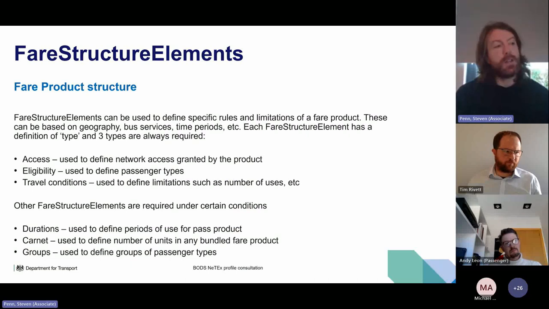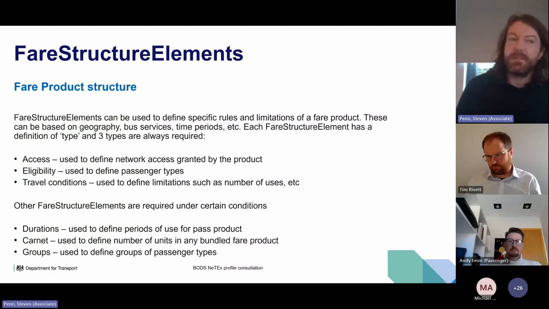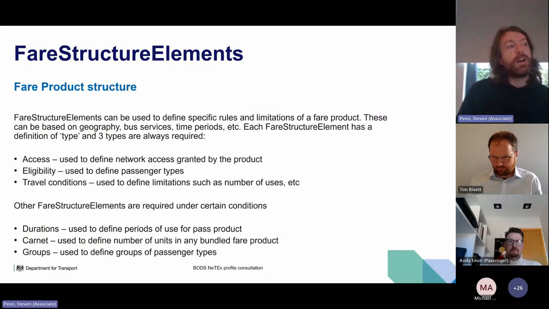There are, as I said before, other fare structure elements which can be used to more efficiently define things like, if you have a fare product where it covers an entire bus network, but there are a couple of express services, perhaps they're excluded, you can more efficiently define that, saying, cannot access rather than can access. But those are allowable under the BODS NeTEx profile, but we're not really defining any scenario where it must be included.